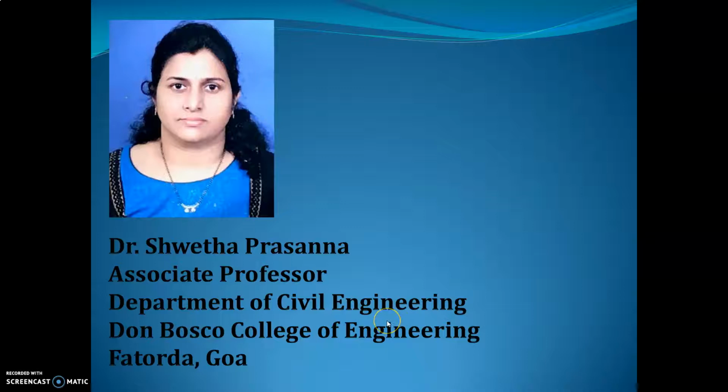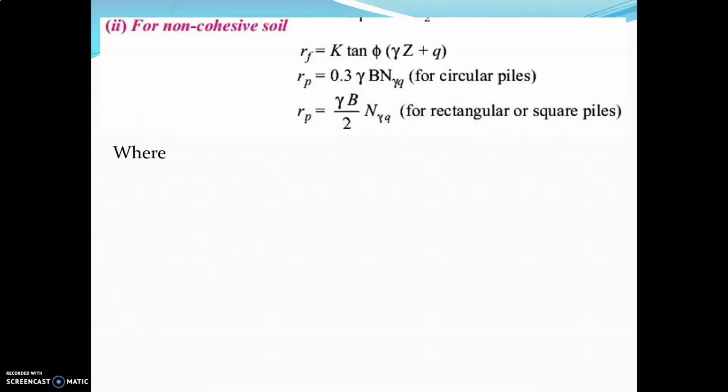Hello, my dear students. Last class explained static formulae and how they can be used for cohesive soils. Today, let us discuss finding the ultimate bearing capacity or allowable load for non-cohesive soil. So, RF is equal to K into tan phi into gamma z plus Q.